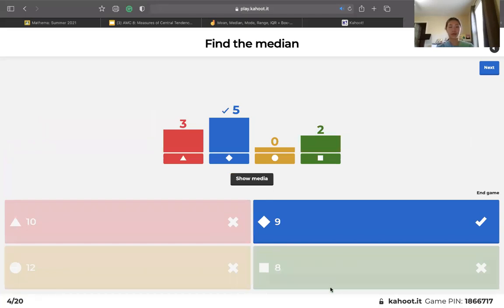So this one, there were 8 numbers in the data set. So you had to find the average of the middle 2 numbers, which I think were 8 and 10. So that's why it's 9.